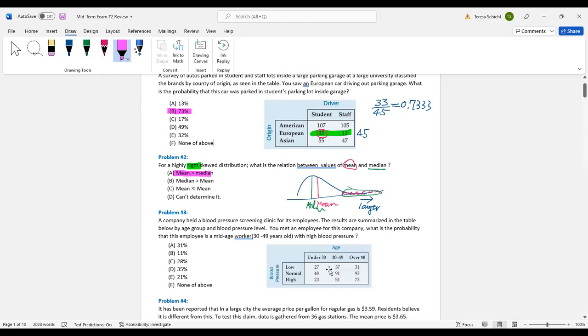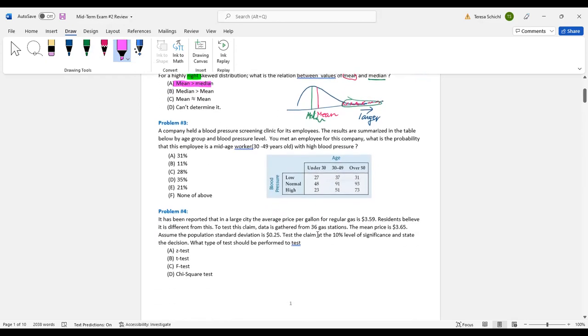Now let's take a look at problem number 3. This is a contingency table question again. A company held a blood pressure screening clinic for its employees. The results are summarized here by age group and by blood pressure: low, medium, or high. Let's say you met an employee of this company. What is the probability that this employee is a middle-aged worker with high blood pressure?